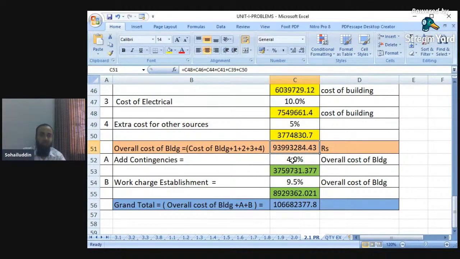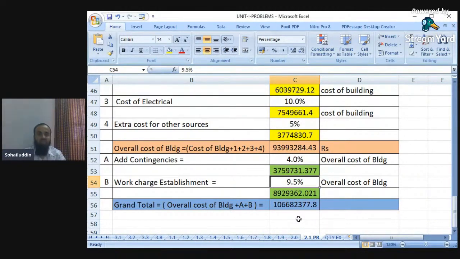Again 4% has been reserved for contingencies. Again work charge establishment has been taken as 9.5%. There may be extra as the engineer's profit. Again a third subhead may also be added. ABC may also be added as engineer's profit, 10% also there. So heads may be changed, but the procedure and process is same. Okay. The grand total cost of the building is 101066823778 for that 5-storey building.